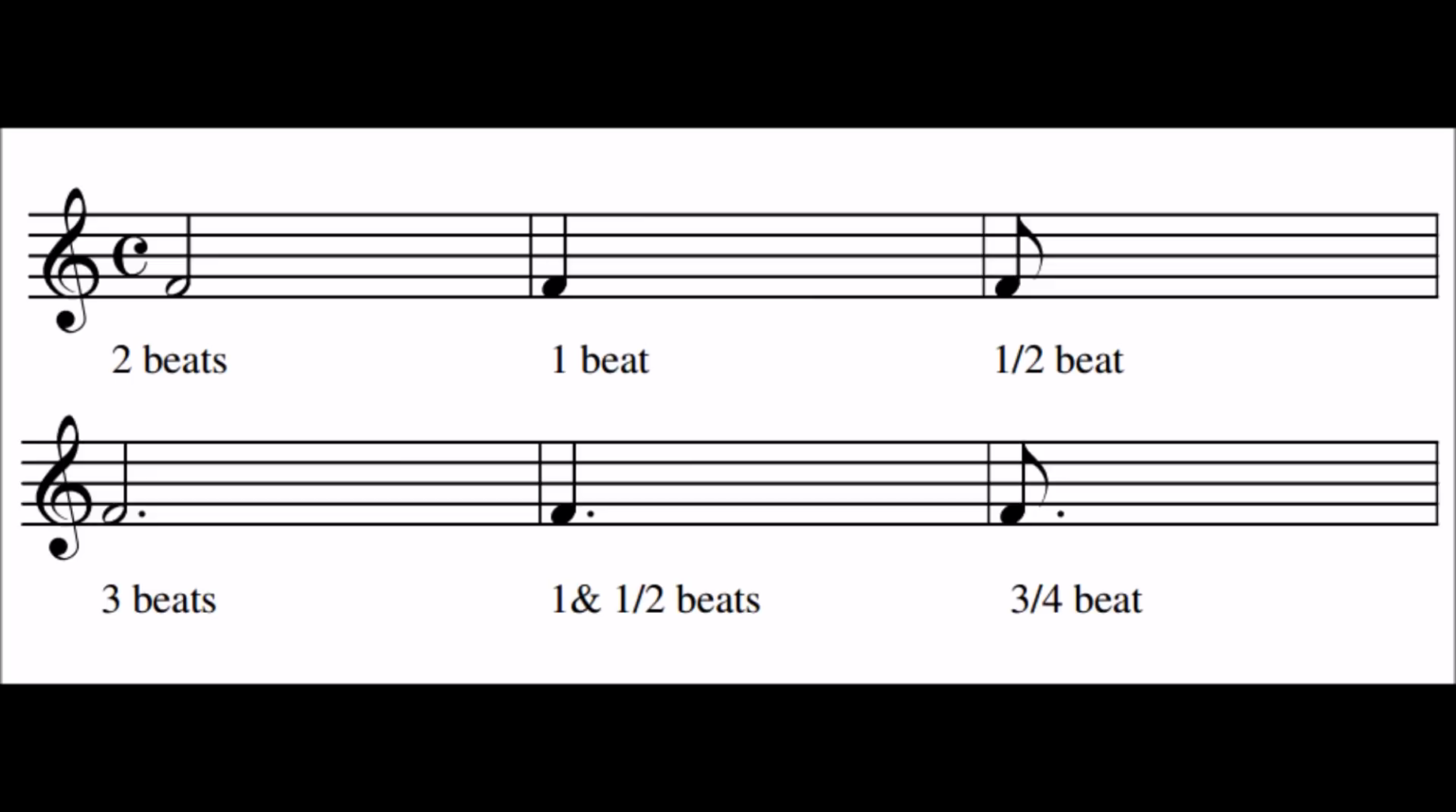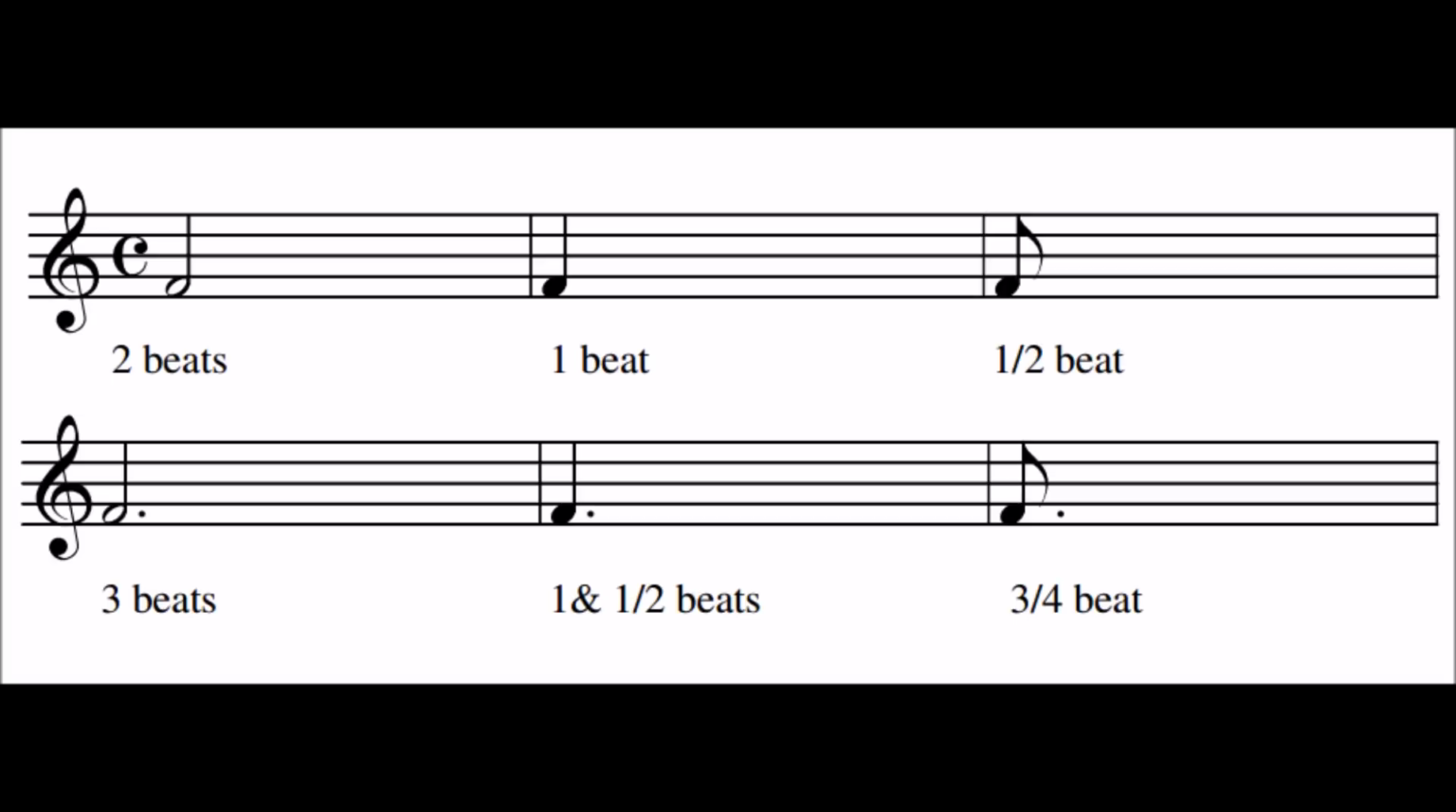Dotted notes, that is, notes with a dot after them, and not to be confused with notes that have a dot above or below them, are worth 1.5 times the value of the note without the dot, or in other words, half as much again.